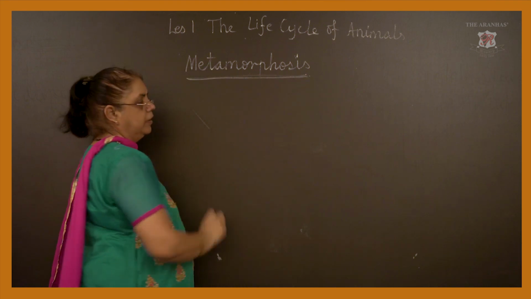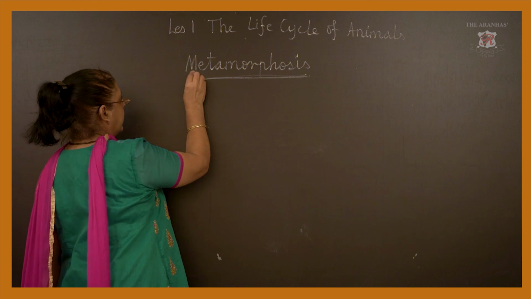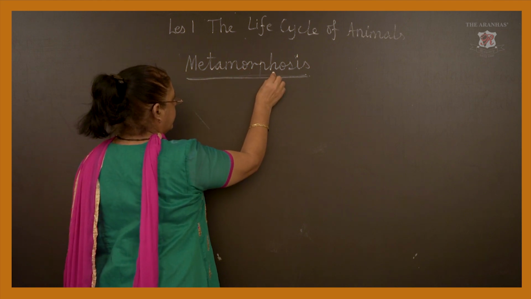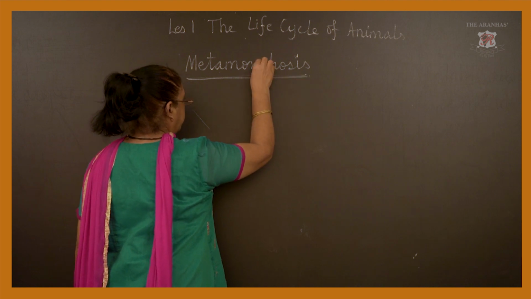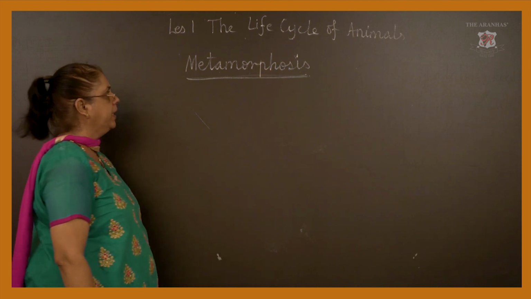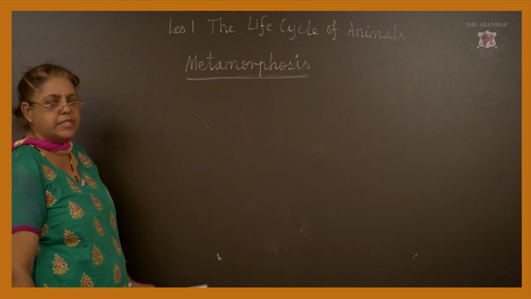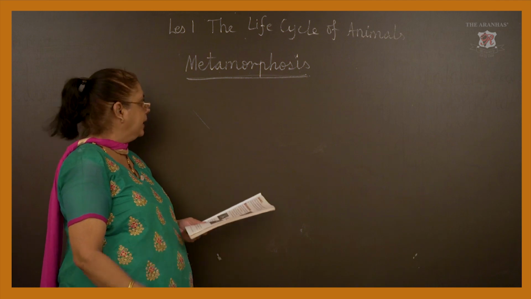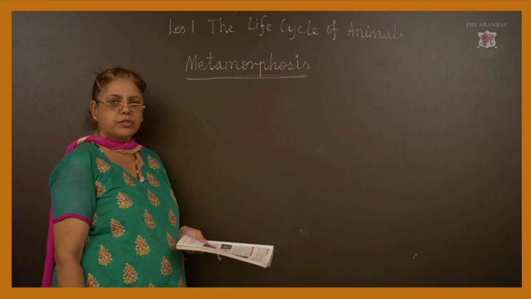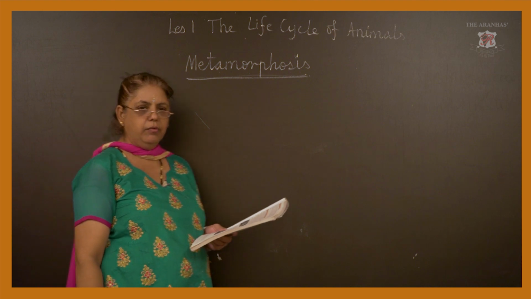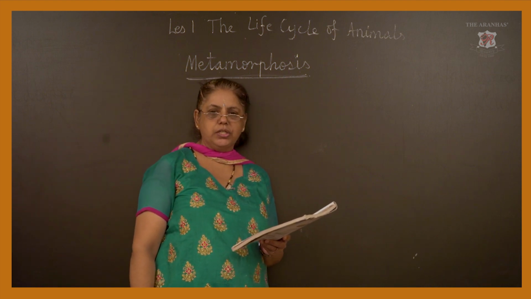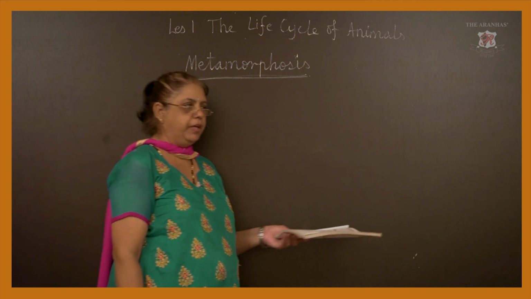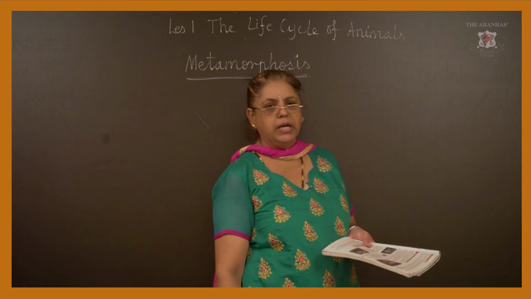Let us repeat the spelling of metamorphosis. METAMORPHOSIS, metamorphosis. Let us repeat the word again, metamorphosis. So, when the young one grows into an adult animal that looks very different from the young one, this change is called metamorphosis.